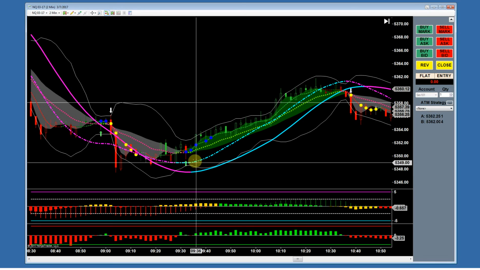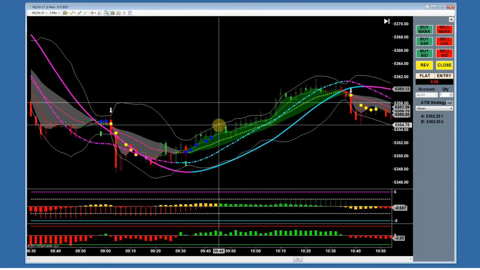Buy channel opens up and closes with the matching dynamic trend bands. Up they go for 2 to 3 points.